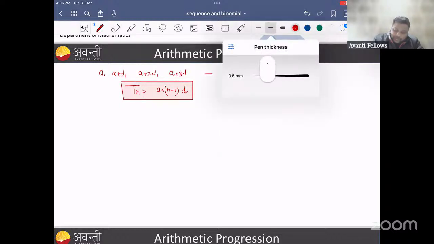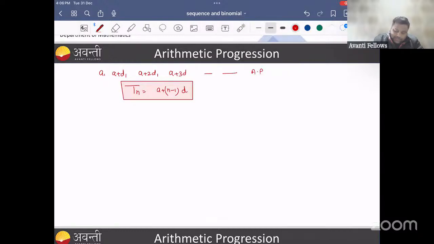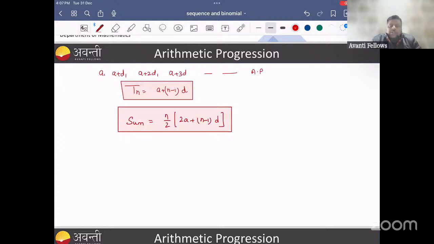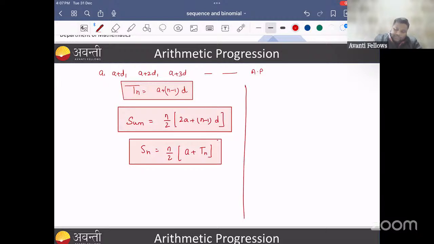And this is the nth term for the arithmetic progression. And the formula for sum is n by 2 into 2A plus n minus 1 into D. All right. So there you have the formula for the nth term and the formula for the sum of n terms. This formula is also remembered as n by 2 times A plus Tn. That is n by 2 times first and last term. Okay. One more thing to remember.